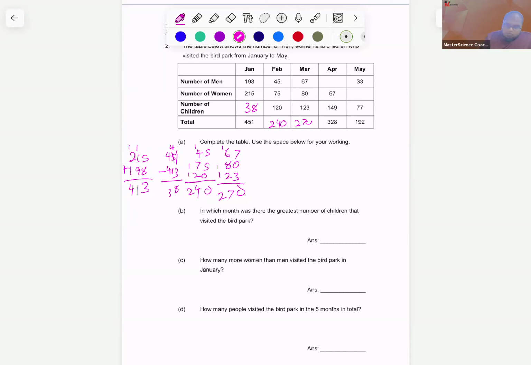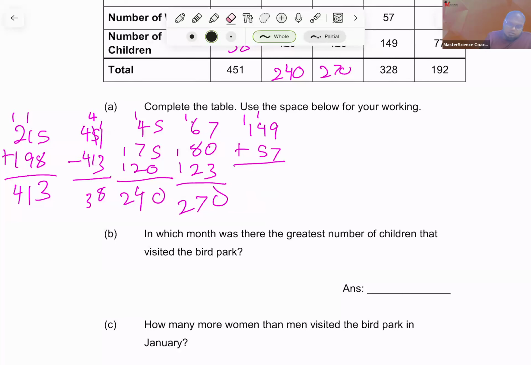Okay, now this one also plus, then subtract. 149 plus 57. 9 plus 7, 16. 1 plus 4, 5. 5 plus 5, 10. Sorry? The center one, 206. Okay, this is 6. This is 0. This is 2.